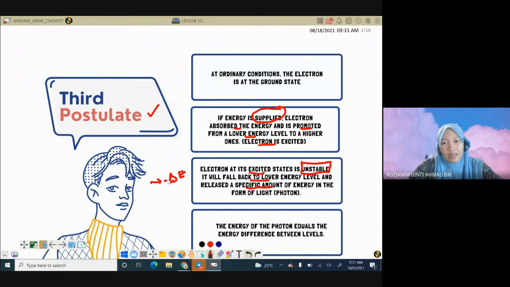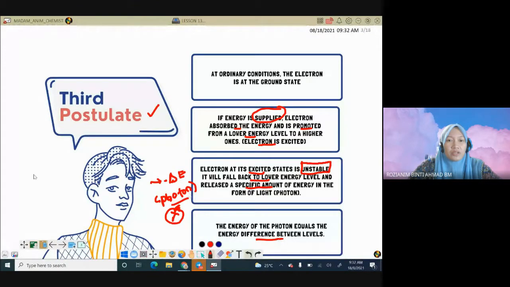Okay, dia akan release the energy, tetapi this energy we detect according to the light, which is in form of photon, and this photon we can trace, it has a specific value of the wavelength. Sebab itulah nanti you akan belajar jenis-jenis spektrum. So berbeza spektrum, berbezalah nilai wavelengthnya. So therefore, the energy of the photon is equal to the energy difference between energy levels.